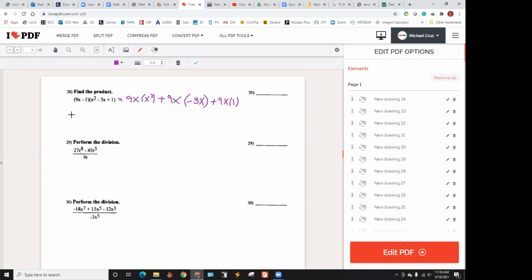And then I'm going to come down here and write it because there's not enough. And then -1 times each one of those three. So everything over here is getting multiplied twice, once by the 9x and another time by the -1. Got to get your signs right.